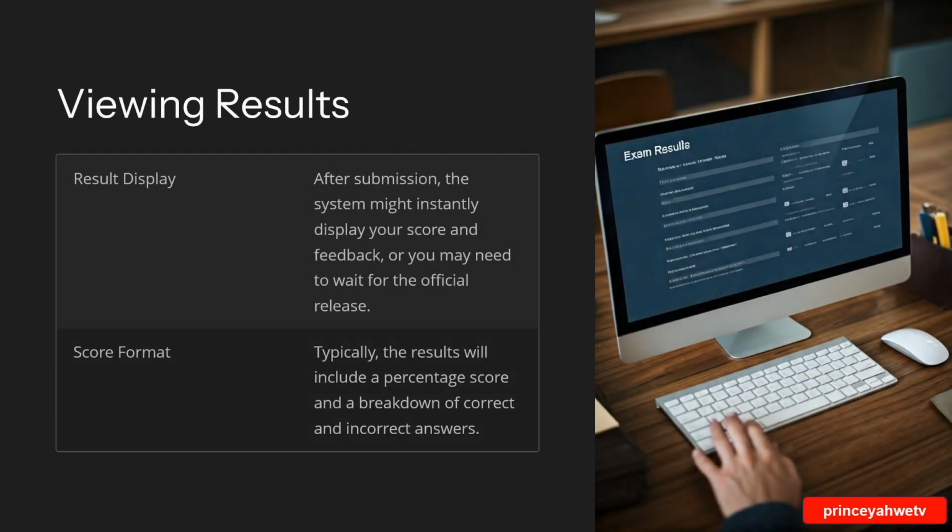To generate a screenshot of the detailed results, you would follow the process and take a screenshot once the score is displayed on your exam platform.